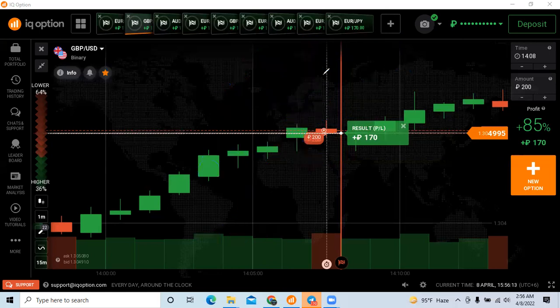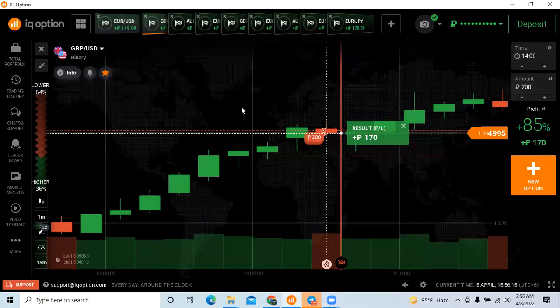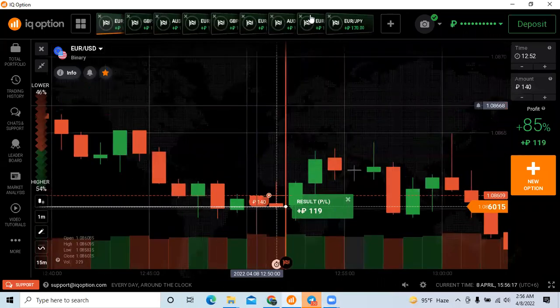Okay, explain the last candle, the last picture. Okay.